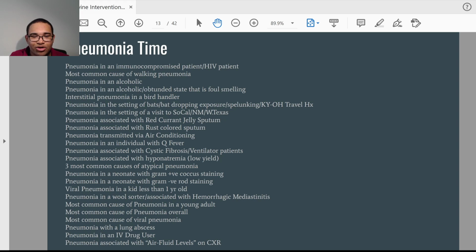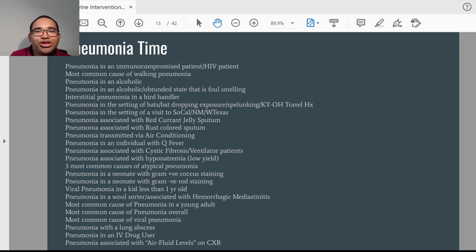Okay. Now, pneumonia associated with hyponatremia, right? Again, it's not low yield, but I just kind of put that there. They tend to focus a lot on Step 2 CK, but again, they're beginning to talk about this a lot on Step 1. Think about Legionella. Three most common causes of atypical pneumonia: Mycoplasma is number 1, Chlamydia is number 2, and Legionella is number 3.